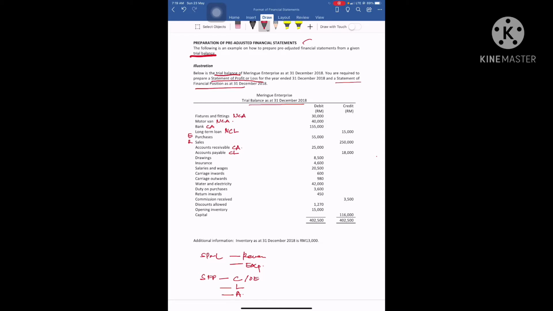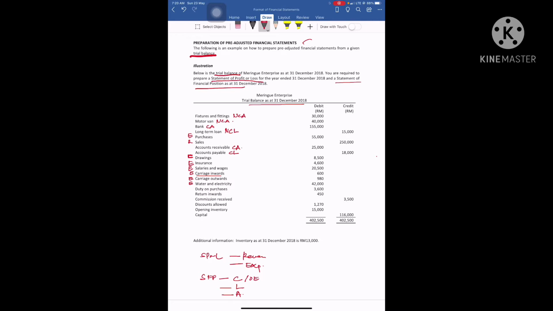Drawing will reduce our capital, so it goes together with our capital. Insurance is our expense. Salaries and wages is our expense. Carriage inward is also our expense, but please remember, we have to put it under cost of goods sold. Carriage outward is also our expense. Water and electricity is our expense.